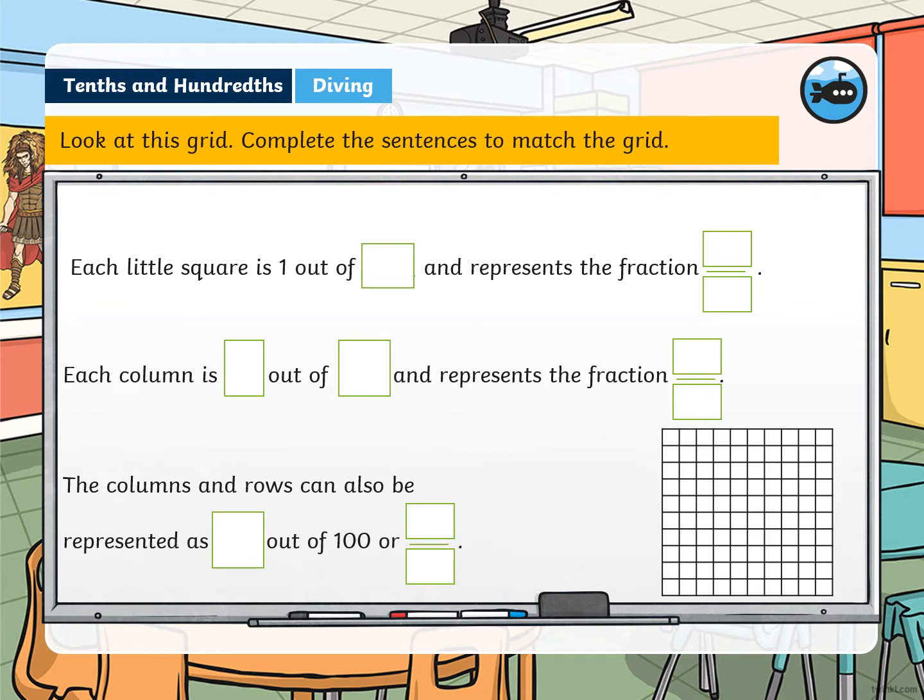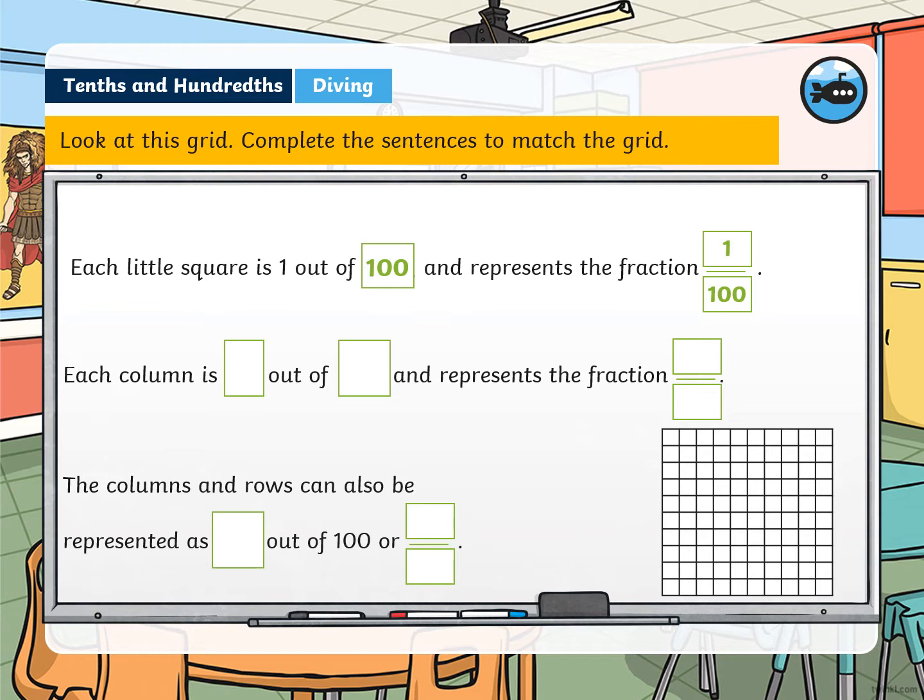So have a little look at this grid down here. We have 100 squares. I know this because I can count 10 across the top here and I can count 10 down here. I know that 10 times 10 is 100. So we have a 100 square there. Each little square is 1 out of 100. So if I coloured one of those squares in, it's going to be 1 out of 100. And it represents the fraction of 1/100th.